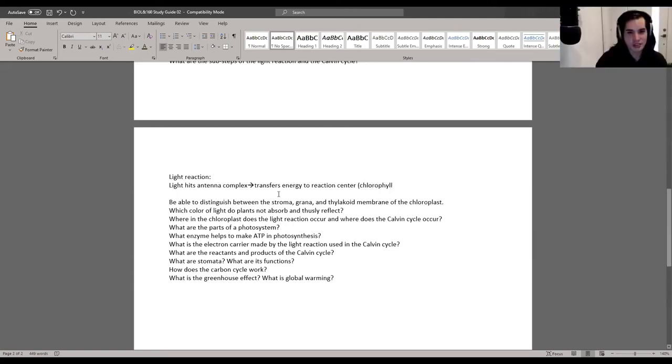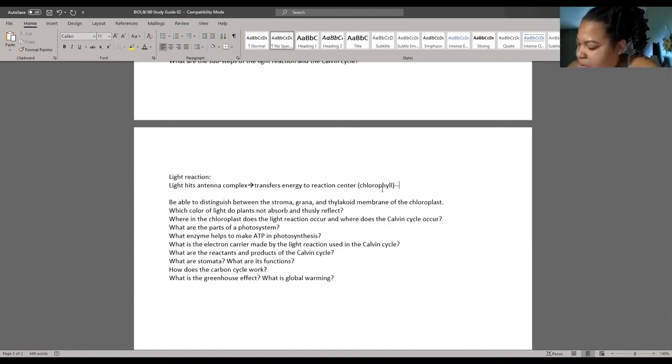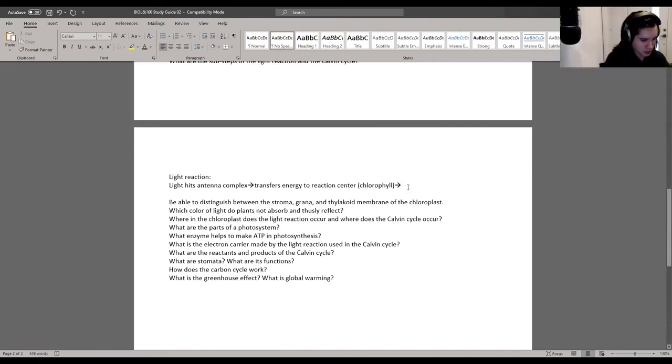So it transfers energy to your reaction center, which we call chlorophyll. Then from your reaction center, you emit. So your chlorophyll releases an electron. We'll just have that labeled as a lowercase e with a minus by it. Releases an electron. Then that electron moves. So I'll just be more specific.